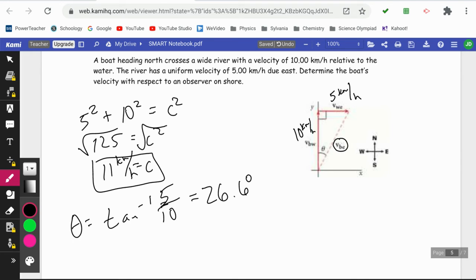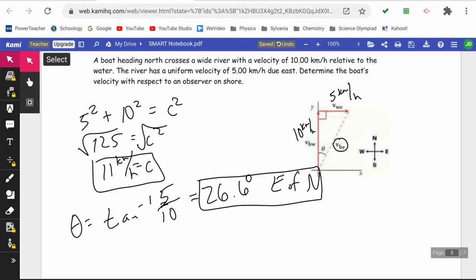Again, not quite done with that one yet, because what is that 26.6? Well, that would be east of north. 26.6 degrees east of north. So that would be our velocity with respect to somebody that was watching on the shore.